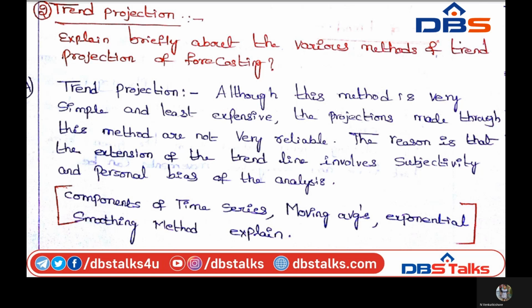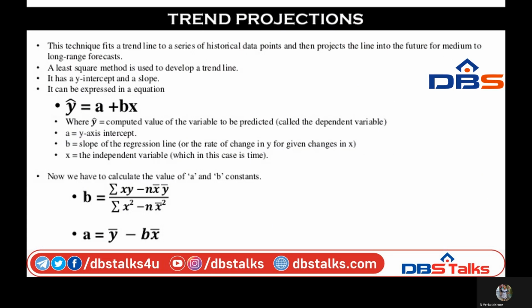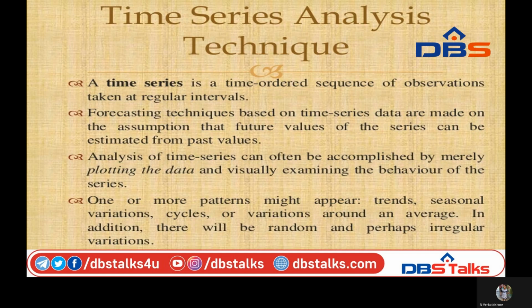The components of time series, moving averages and exponential smoothing, these are the main things of time series. Next, this is the formula of trend projection. This is the historical data of points, and we have to calculate the constants which are A and B. A is the y-axis intercept, and B is the slope of regression. X is an independent variable, that is x on y or y on x also.